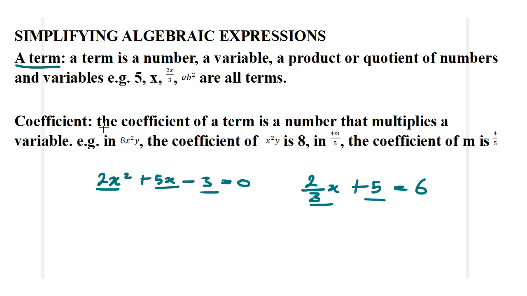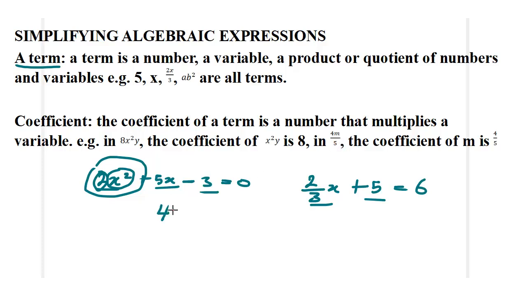Then we want to look at what a coefficient is. The coefficient of a term is a number that multiplies a variable. For example, what I wrote here as 2x squared. The variable here is what? X squared. While the coefficient is what? 2. Alright. So now, for example, 8x squared y. The coefficient of x squared y is what? Is 8.